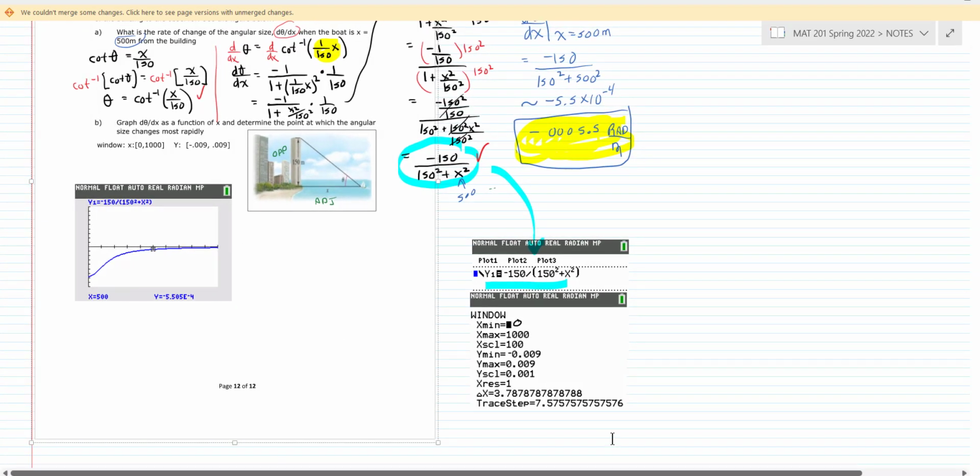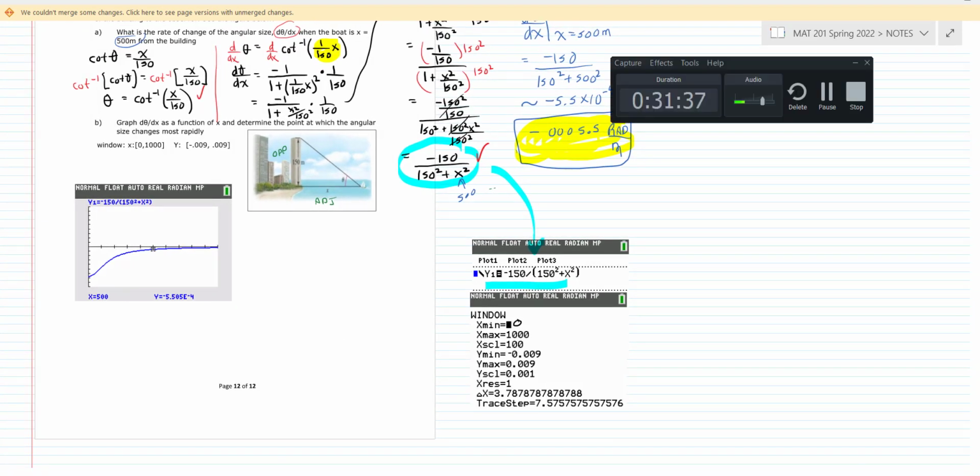Okay, so that'll wrap this up. Kind of a long section with a lot of technical information, so hopefully this will help you with your inverse functions.